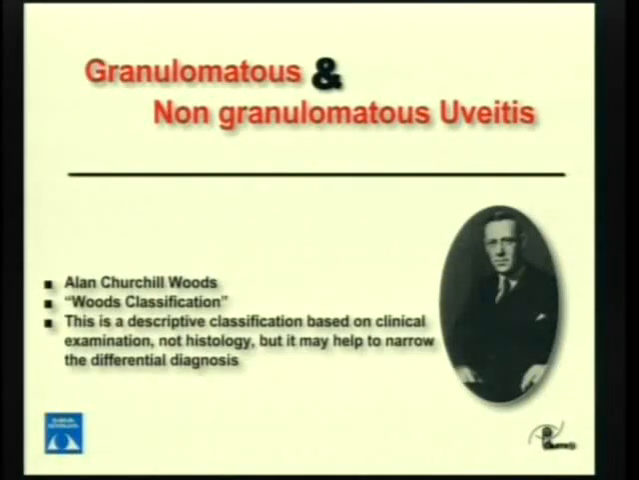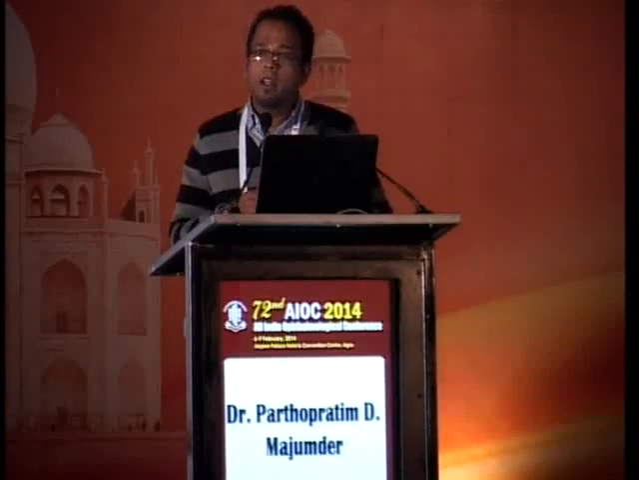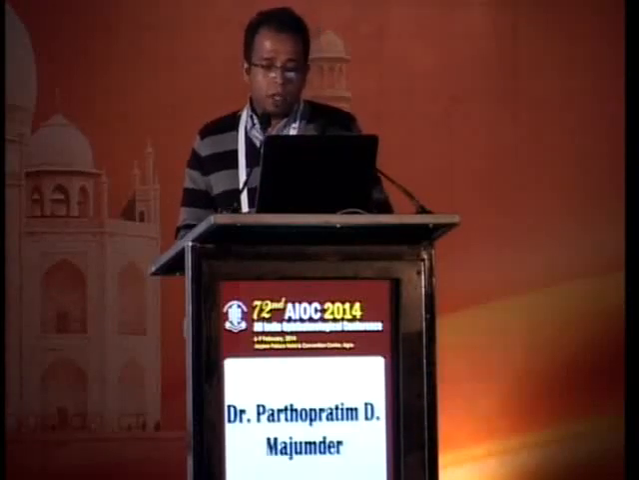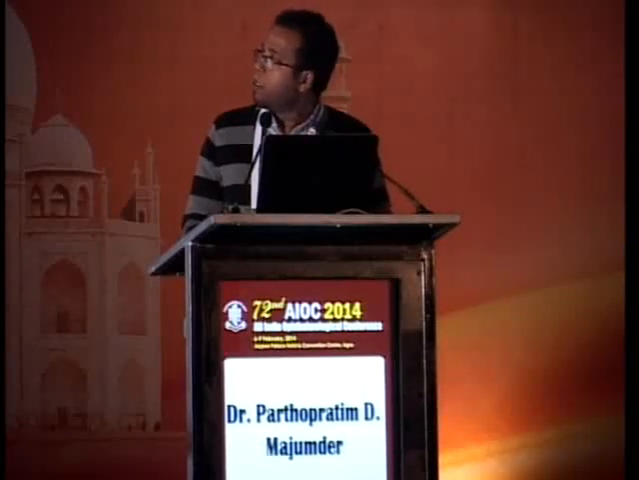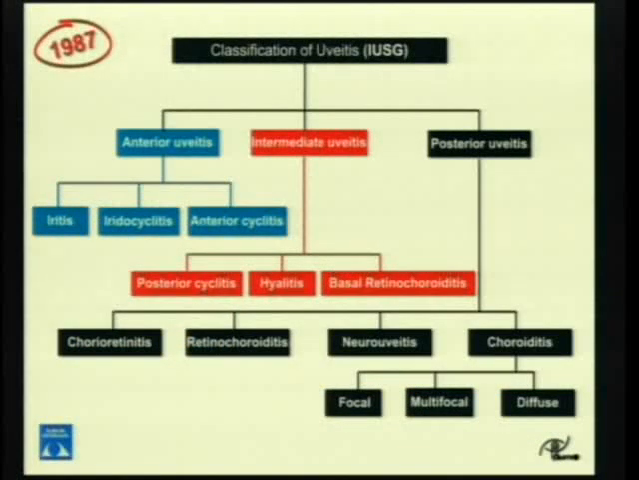First is the Woods classification, which differentiates into the granulomatous and the non-granulomatous entity. Though it's often known as a pathological classification, this actually helps us to narrow down the differential diagnosis based on the clinical feature. Next, we have the Duke-Elder classification, which classifies according to the etiology, the cause of the uveitis. Then in 1987, we had the AIOC classification, where the uveitic entities were classified according to the anatomical site of the inflammation.